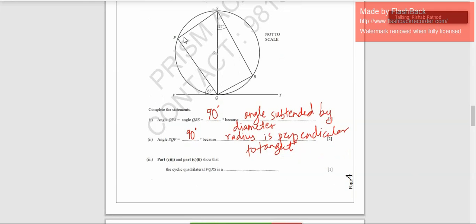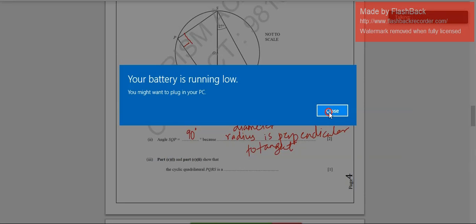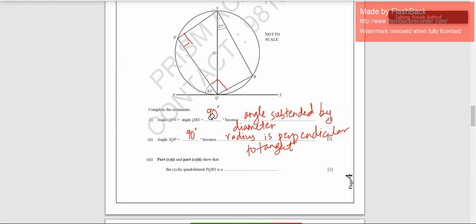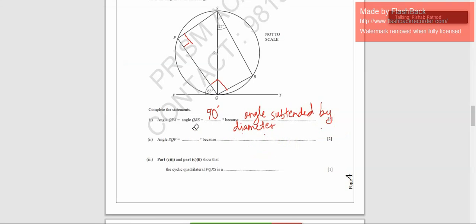Cyclic, this is C. This is 90 and this is also 90. How will SQP be 90 degrees? This is also 90. What? SQP they have asked. Oh, I'm so sorry. My bad. Angle SQP they have asked. I'm so sorry.